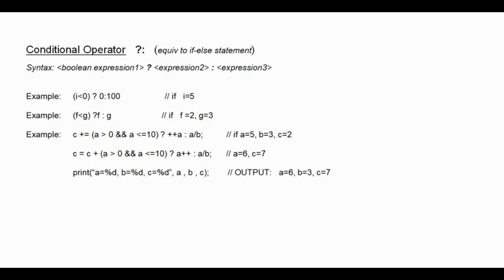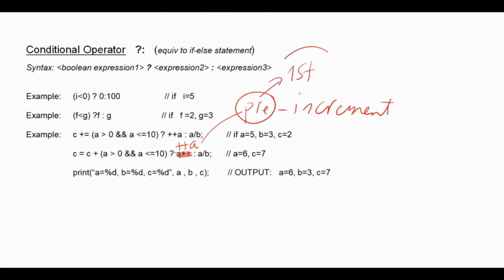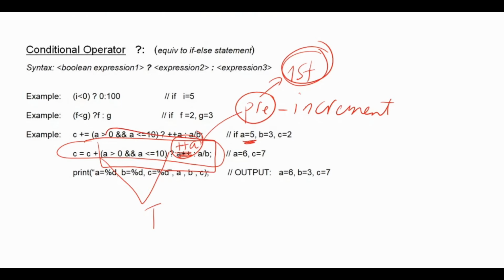However, if instead of post increment, say we replace this with pre-increment, so we replace that with plus plus A. Since that is pre, we are going to perform this first. So A, which is initially 5, becomes 6. And then all the rest are executed. Again, this is true. So since that is true, this is the value of the whole expression here.